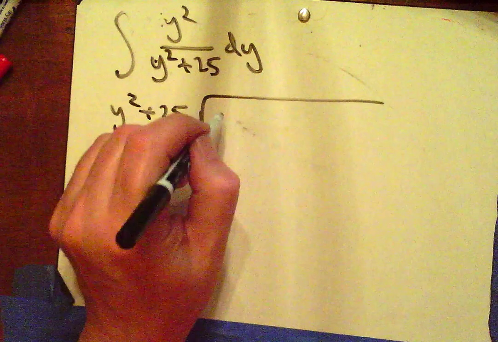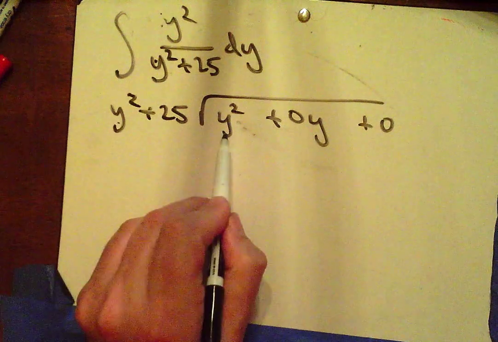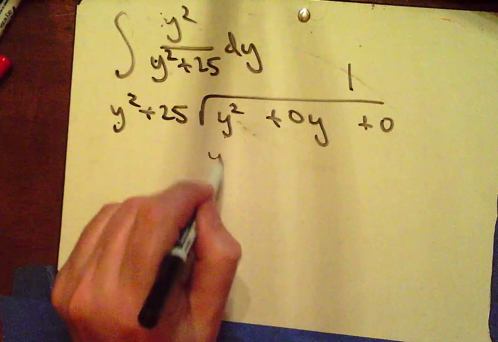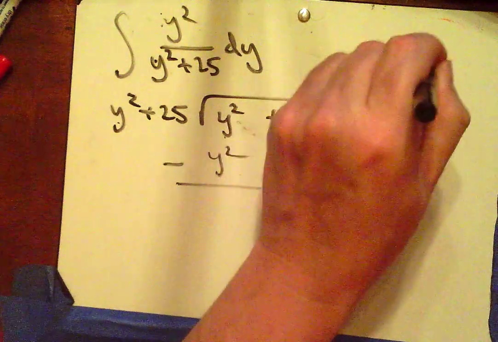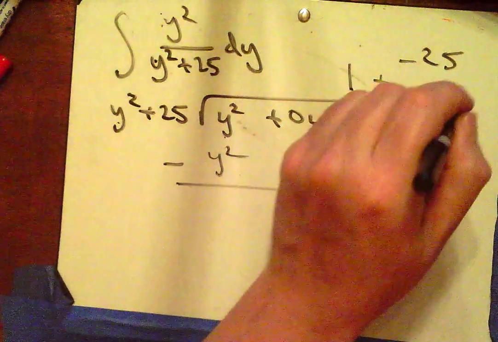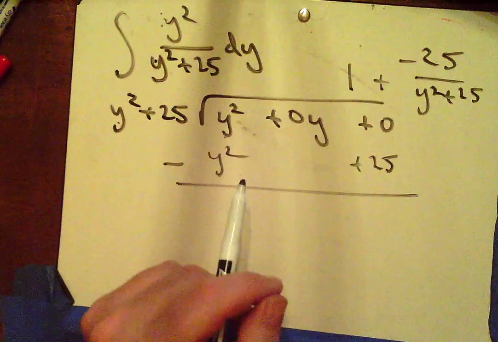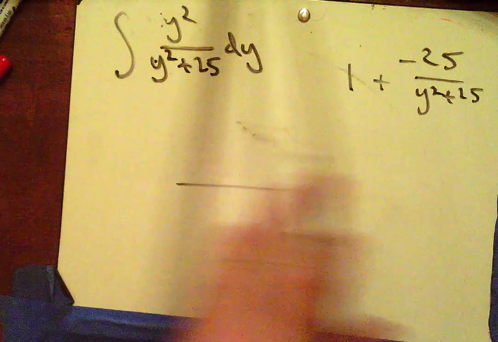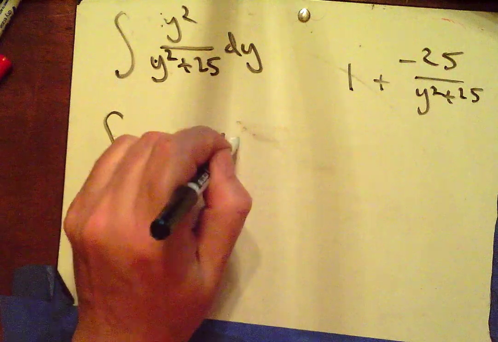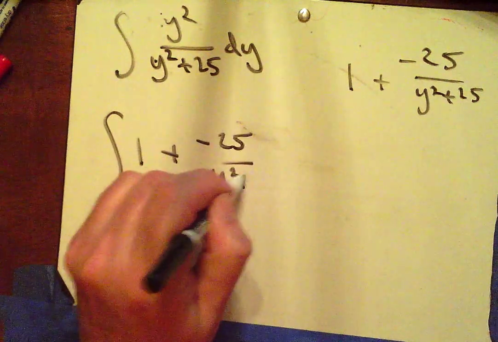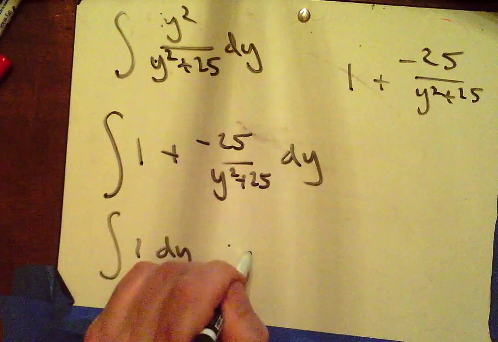I know, right? So we've got y squared plus 0y plus 0. What do I multiply that by to turn it into that? 1. y squared plus 25. And subtract. So we get negative 25 over y squared plus 25. Now, how does that help me, Mr. Kukla? No worries, here it comes. I can't integrate that, but if I do long division and turn it into that, well, now I can have two integrals. That one minus that one.